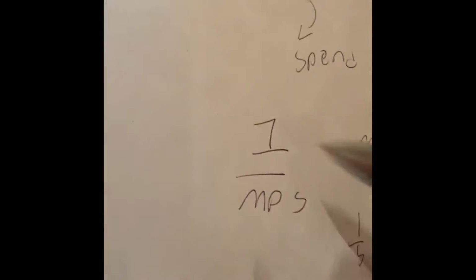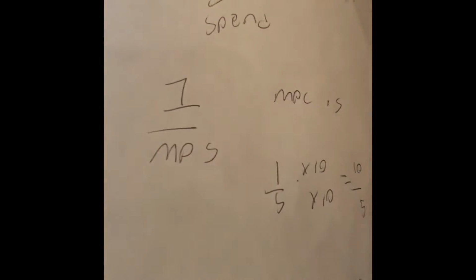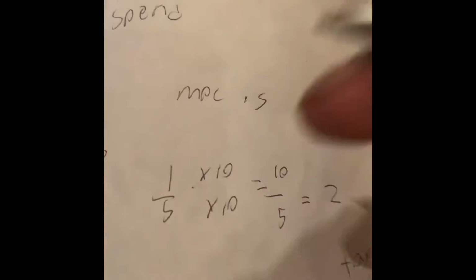So if you were saving 50% of your income, then the marginal propensity to save would be 0.5. And if you were spending the rest, it'd be 0.5 as well. So that's how it's broken up out of one. The formula for that is 1 over the marginal propensity to save. So as you can see, 1 over 0.5, and then from there, multiplying by 10, you get 10 over 5, which equals 2.